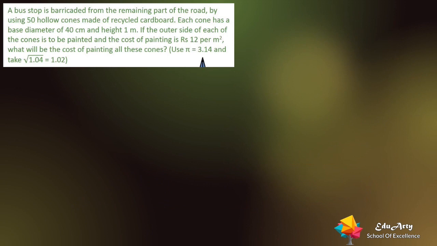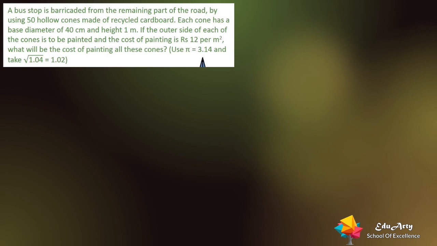This is saying that a bus stop is barricaded from the remaining part of the road by using 50 hollow cones made of recycled cardboard. Each cone has a base diameter of 40 centimeters and a height of 1 meter. If the outer side of each cone is to be painted and the cost of paint is 12 rupees per meter square, then what will be the cost of painting all these cones? We have to use a specific value of pi, and they have given us some value of root also. So we will see what it is.